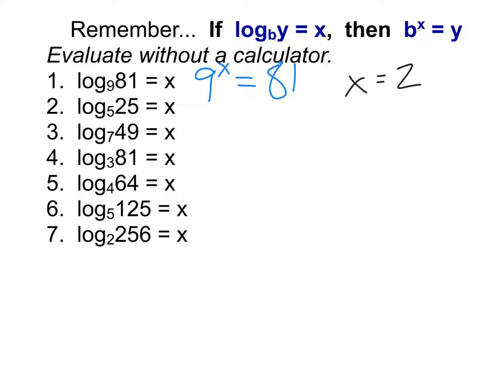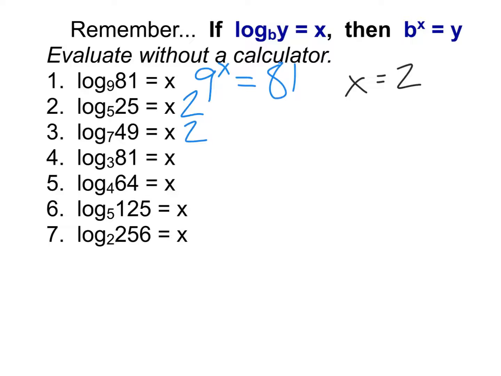Use that information now, figure out what 2 through 7 are. And of course, write each problem down along with the answers, so you have it as a future reference. All right, so number 2. When I look at that, what I'm really seeing is 5 to the power of what is 25. And so it's 2, because 5 squared is 25. Okay, 3. 7 to the power of what is 49? 2, yeah, because 7 squared is 49.